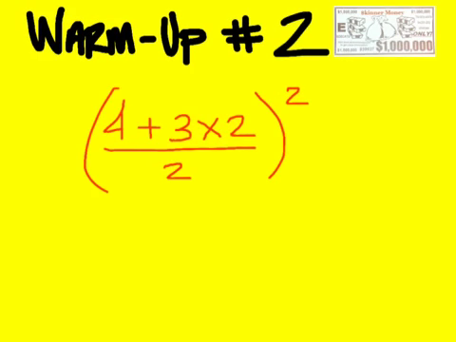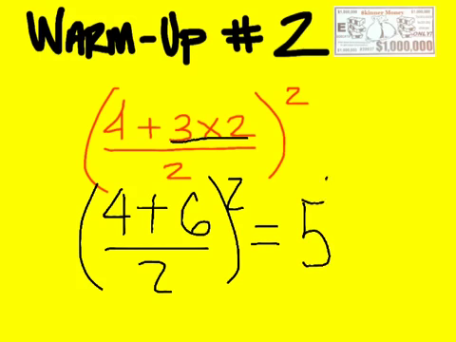We're on problem number 2. Okay, so for this one, you want to do 3 times 2 first. So that makes it 4 plus 6 divided by 2. 4 plus 6 is 10, and 10 divided by 2 is 5. So we get 5 squared, which is 25.